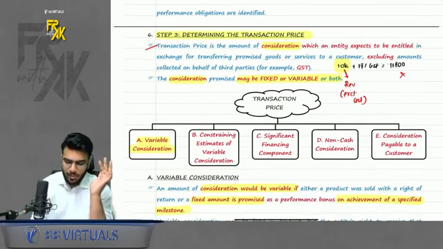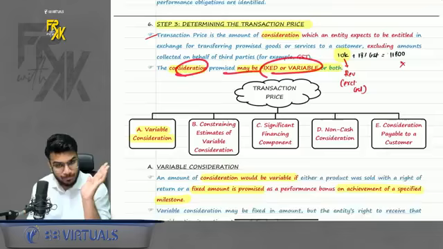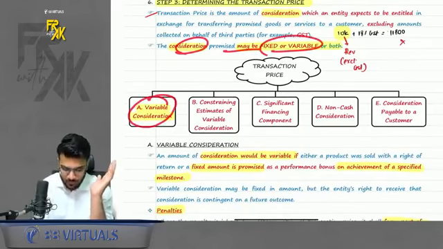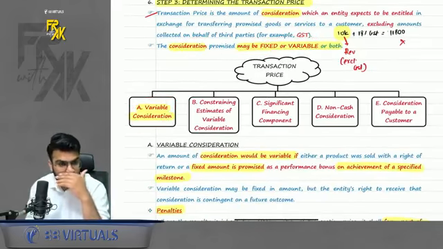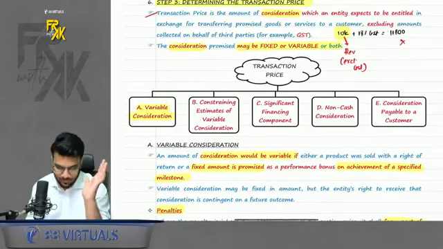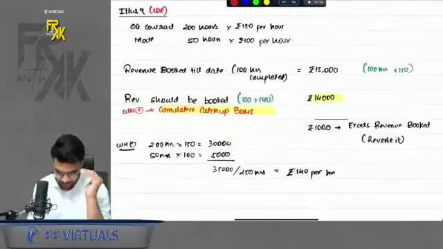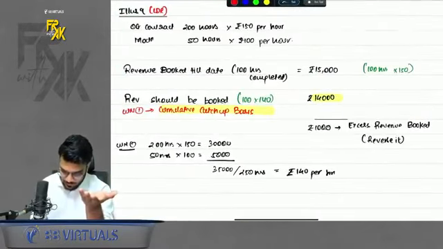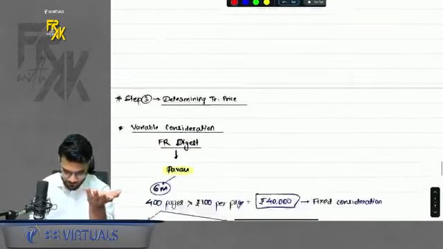Second, consideration promised may be fixed or variable. Now first of all, what is the meaning of variable consideration? Variable consideration simply means it is like a bonus or something. Bonus, you can take one example. So let's take one example here which I gave in the class. One sec. Here it is.